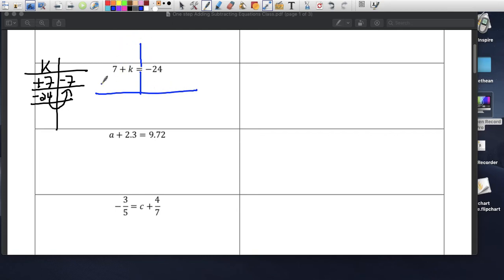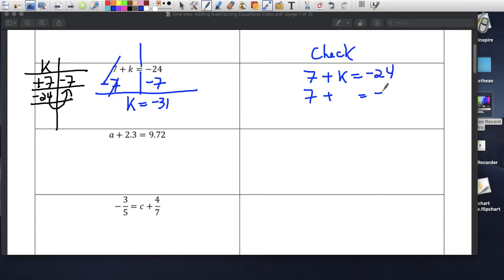I want to take out 7 from this side, and I want to take out 7 from the other side. 7 minus 7 are opposites, right? The additive inverse of 7 is minus 7, so these two become 0. K comes down. Negative 24 minus 7 is negative 31. So let's see if that indeed is true. Here's my original equation, 7 plus k equals negative 24. The only thing I'm doing here is removing the letter k and replacing it with negative 31. So is 7 plus negative 31 negative 24? Yes, it is.